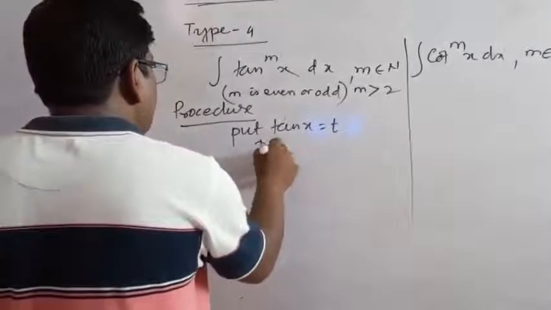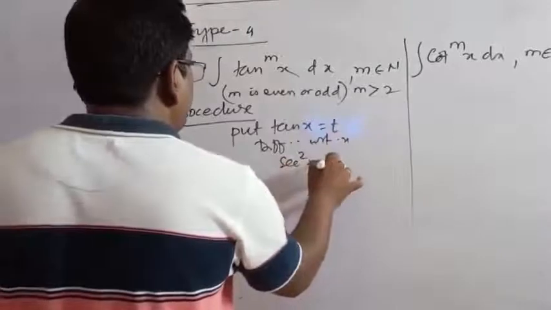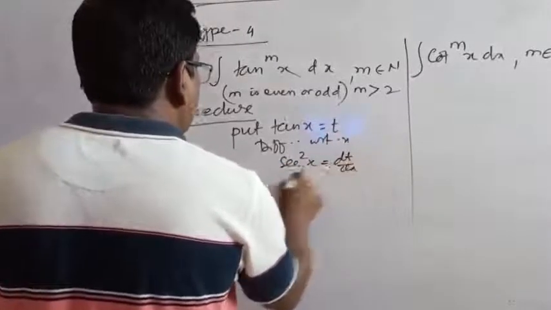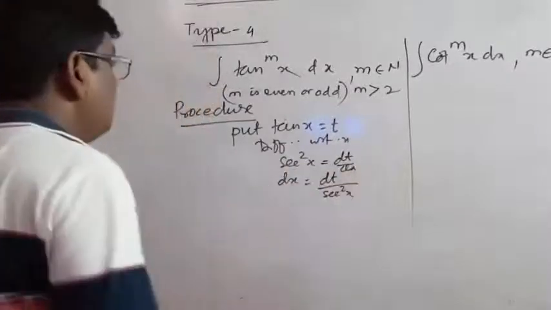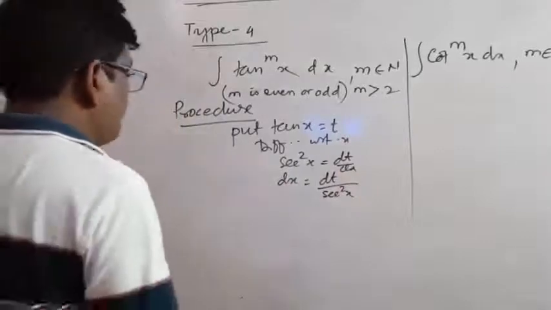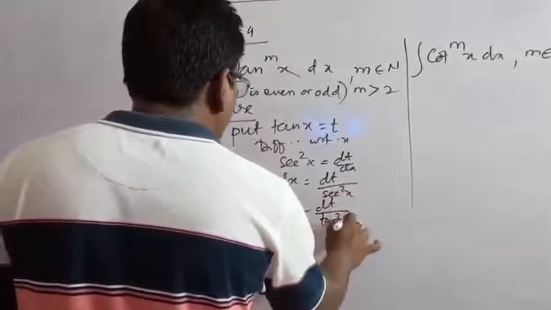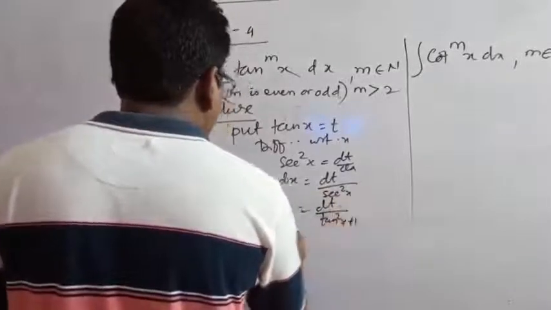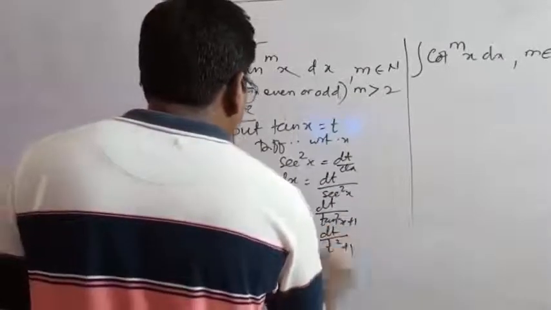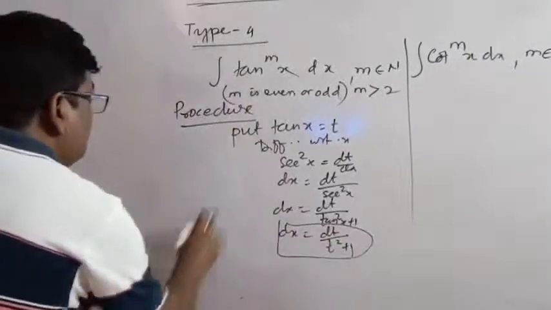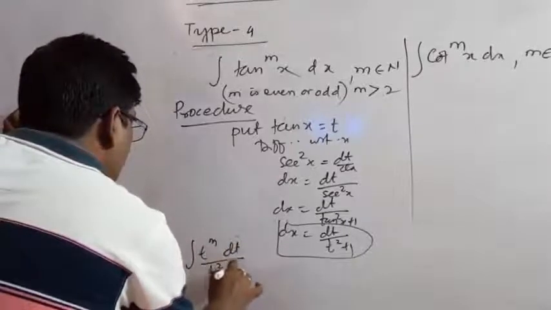Differentiate with respect to x. So sec square x is equal to dt by dx, and dx is equal to dt by sec square x. What is sec square x? That is tan square x plus 1, so dx is equal to dt by t square plus 1. So this will be t to the power m dt by t square plus 1.